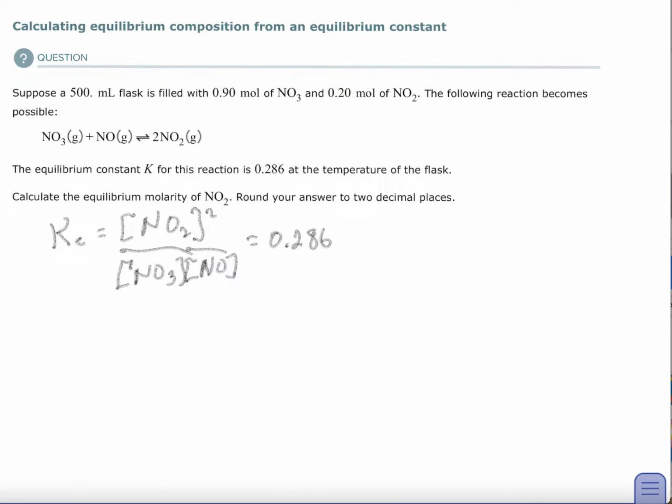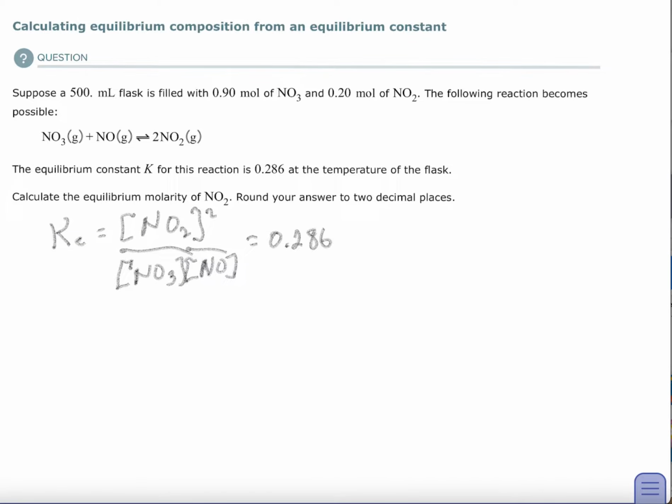Right? What else are we given? Okay, we are given moles of stuff. We're given moles of NO2 and we're given moles of NO3. Remember that these brackets do not mean moles. These brackets mean molarity, and molarity is moles divided by liters. So if you want to use these numbers to fill in one of these, you're going to have to divide by the amount of liters in the flask. And here you've got 500 milliliters, so that would be 0.500 liters. So you're going to divide that out.